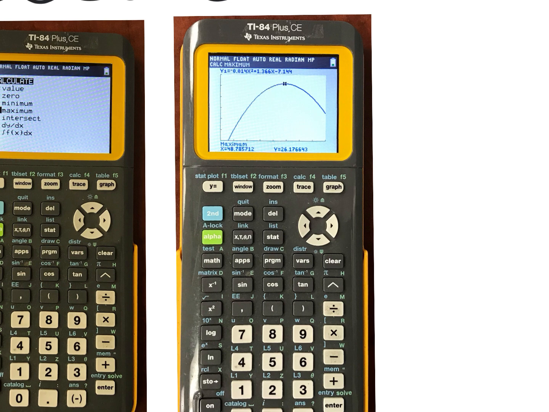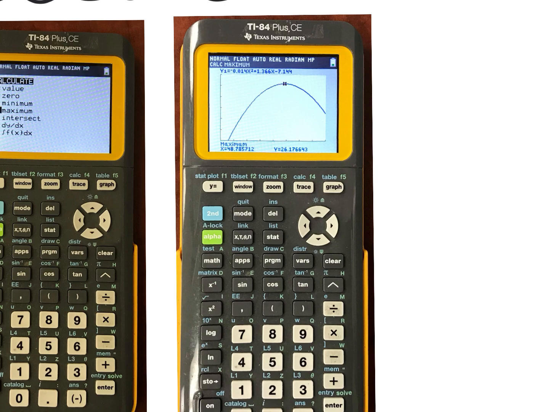And then it asks you to take a guess to the right. So you'll scroll your cursor over somewhere to the right of the maximum. It doesn't need to be super close, maybe around here. And you'll hit enter again. Then it will ask you to guess again, so you'll hit enter a third time and it will estimate this value. It's going to be pretty exact, but we technically would call it an estimate. So again, you get to the left of the top, hit enter, scroll to the right, hit enter, and then hit enter a third time, and it will give you the X and Y value of your maximum.